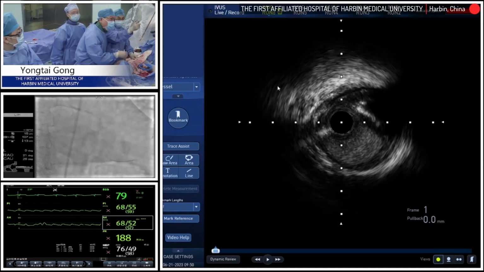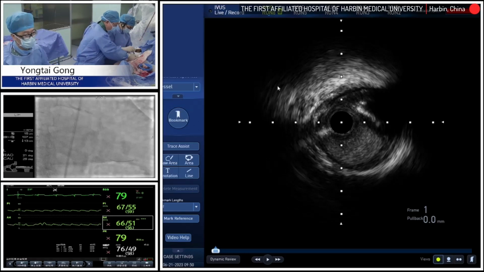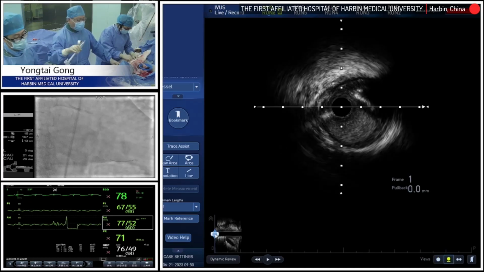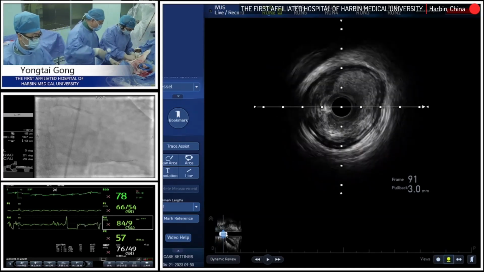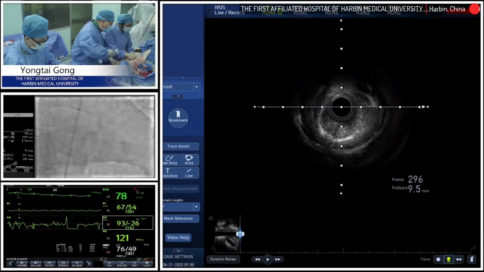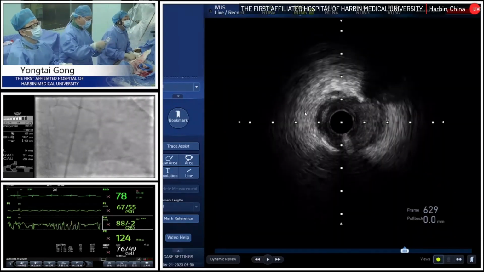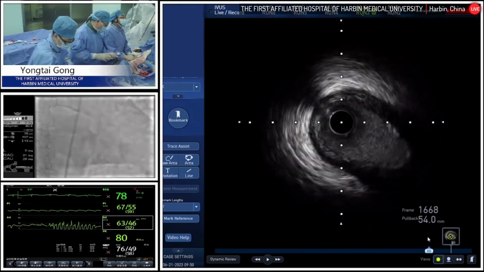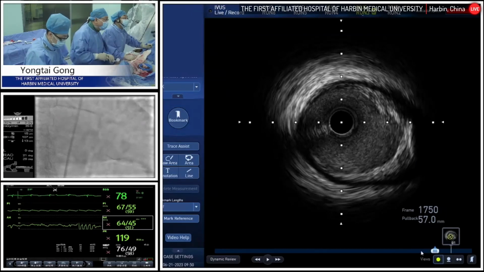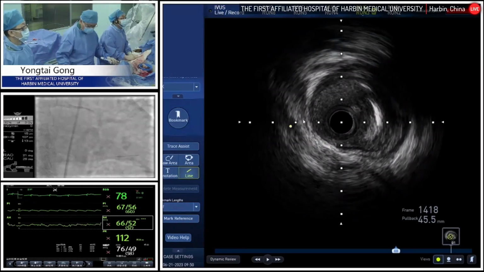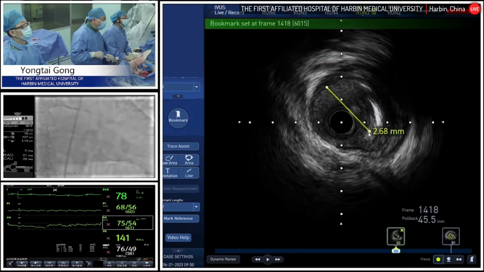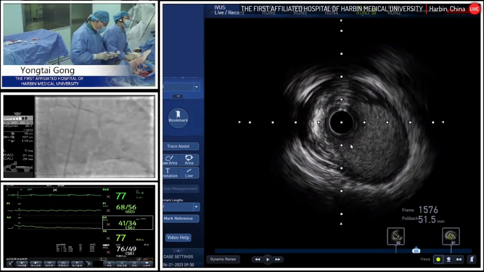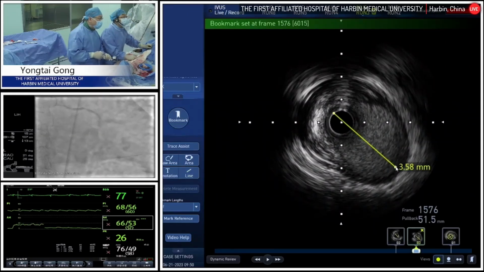Okay, I think that after dilation, let me check the diameter of this left main. So this is just like I mentioned, we should always keep an eye on the left main situation and always keep the left main body patent. This is of key importance in our clinical practice. Okay, Professor Gong, I think this is a relatively big left main. However, the ostium circumflex is not so big.